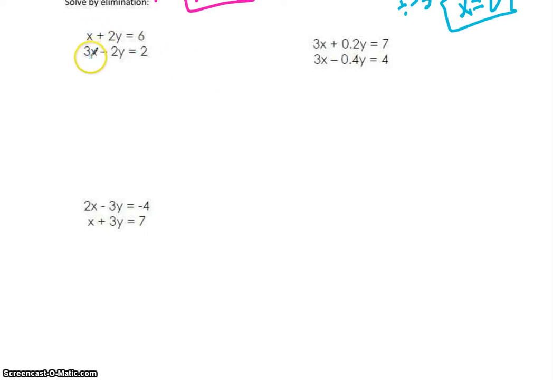Not the same, won't work. I have a 2 and a 2. That's the same, that's good. Now check the signs. I have a positive and a negative. Perfect, they're ready to cancel.